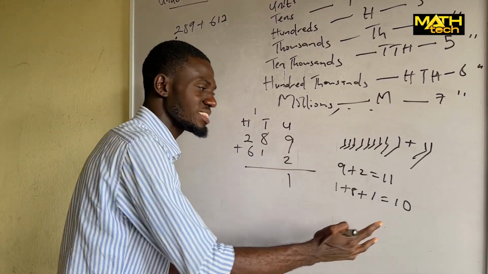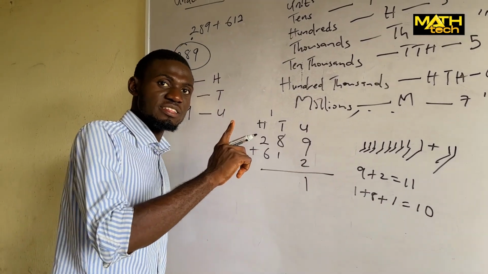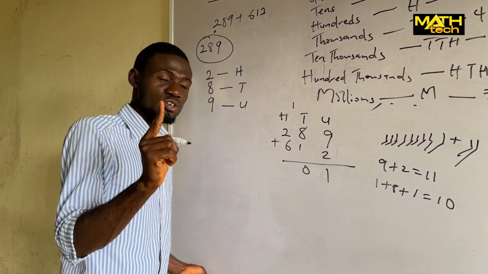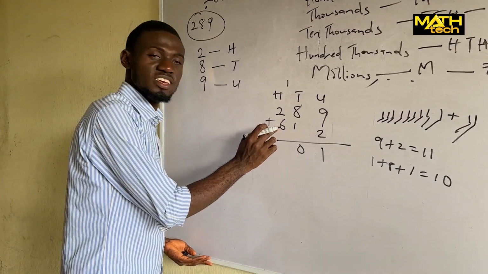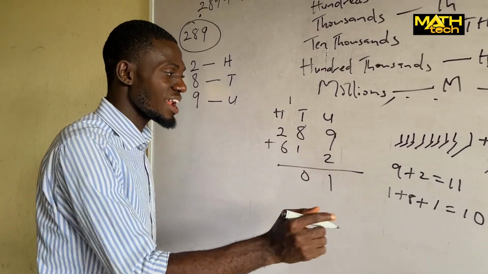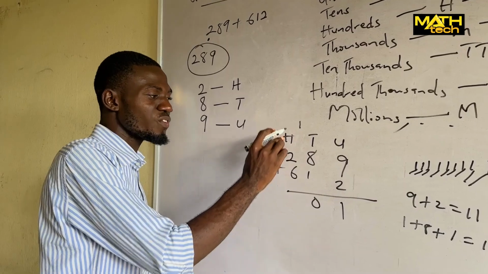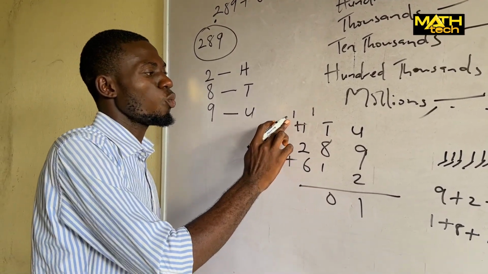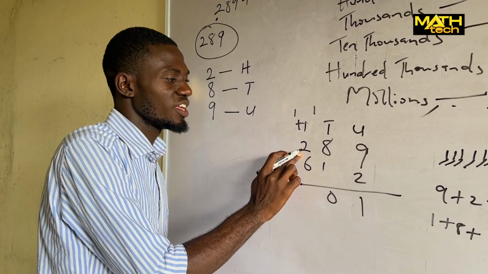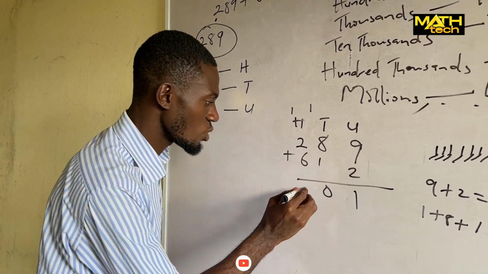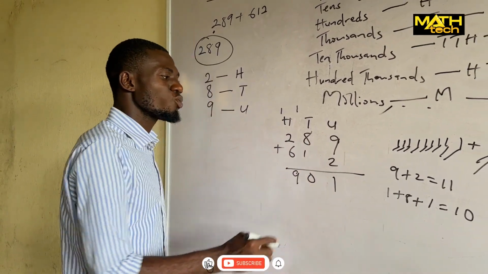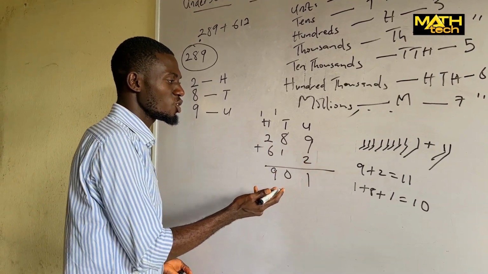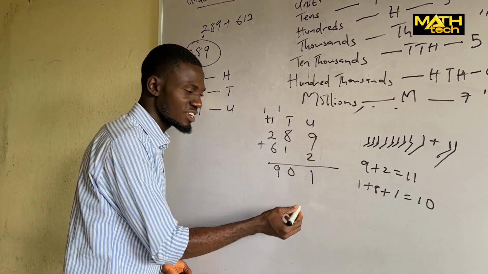So what we do, we write the second value and carry the first value. So here will be what? 0. And we carry what? 1. So 2 plus 6 is what? Okay, we carried 1. So you add the 1 to the values in the hundreds section. So we say 1 plus 2, 3. 3 plus 6, that will give us what? 9. So the value of 289 plus 612 is equal to 901.